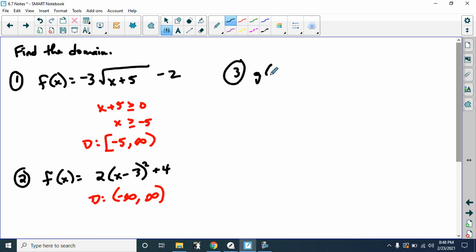Number 3, g of x equals 4 times the cube root of x plus 6 minus 9. It looks very similar to number 1 here, but it's a cube root instead of a square root. When I take the cube root, I can take cube roots of positives or negatives or 0. I can take the cube root of anything. My domain is all real numbers.